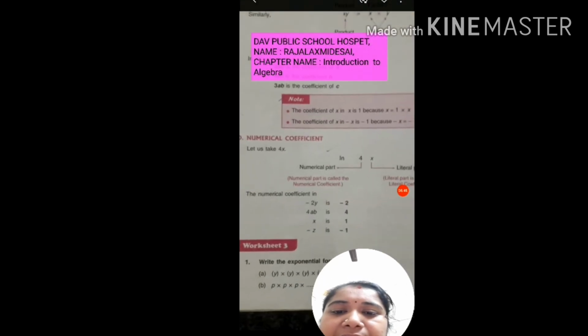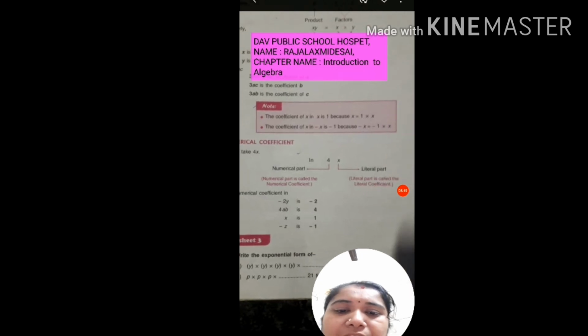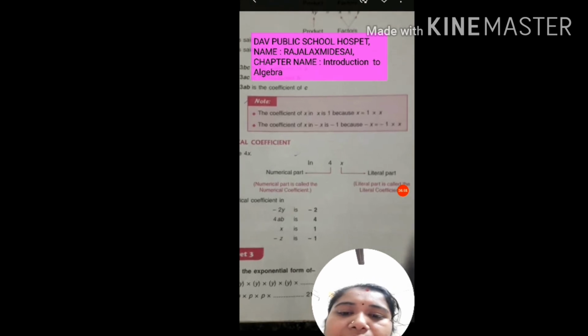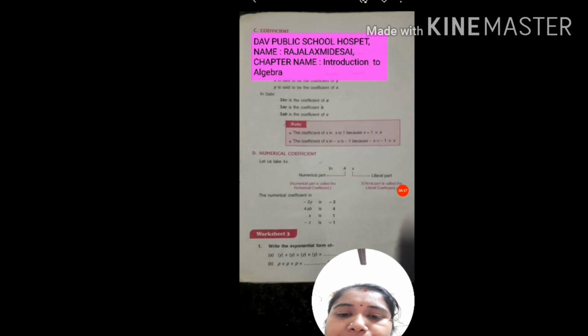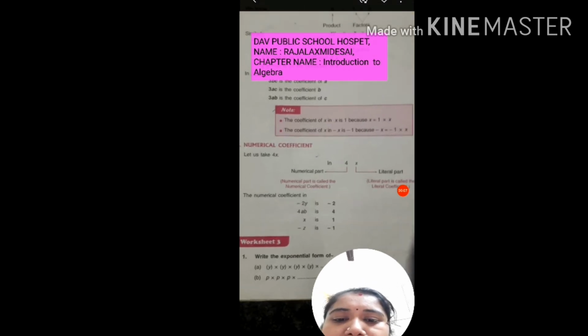Children, the next heading is numerical coefficient. Here you can observe in 4x, x is called the literal part and 4 is called the numerical part. So wherever you get numbers, considered with the sign, it is called the numerical coefficient. Some more examples are given below.